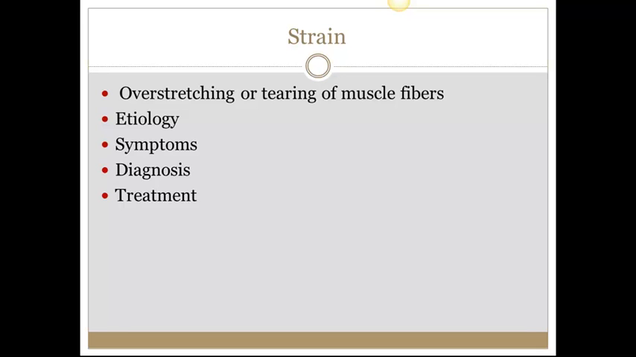Strains are the overstretching and tearing of muscle fibers. The etiology is from lifting too much weight or repetitive motions. The symptoms of strains are myalgia, pain, tenderness, and swelling, and we usually diagnose this by history and physical examination. Treatments for strains are rest, heat, and ice, use of analgesics, and anti-inflammatory medications.